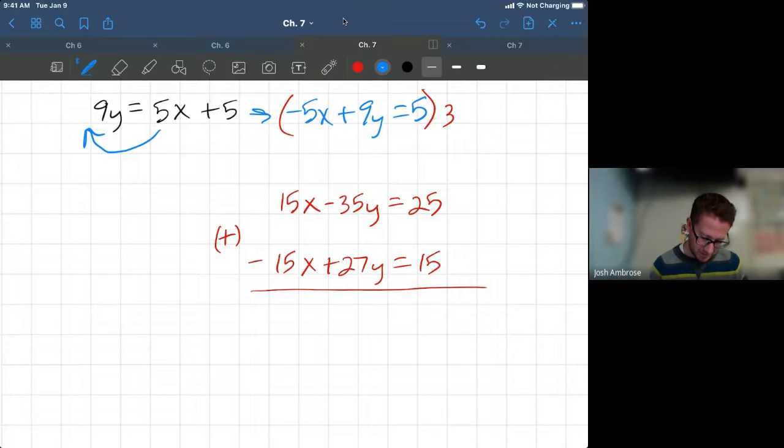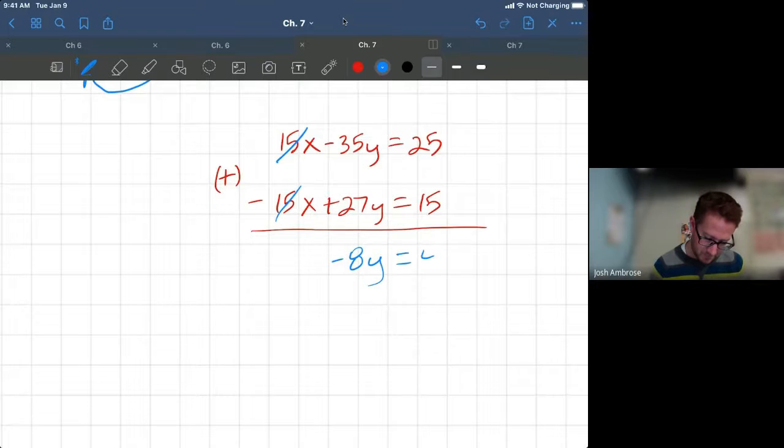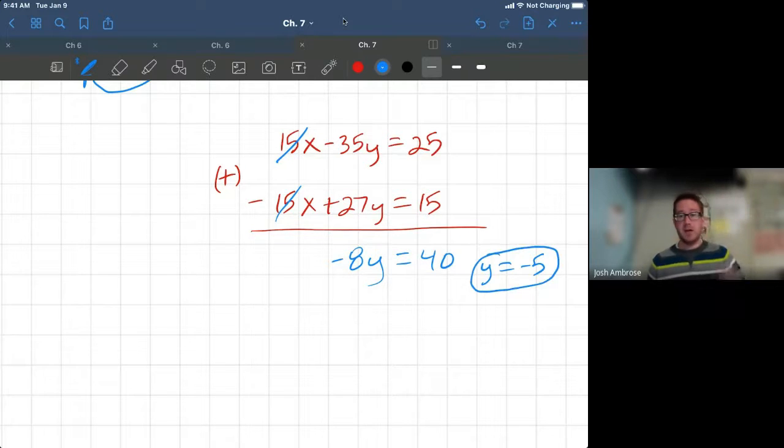So 15 minus 15, these guys cross each other out. Okay, then we're looking at a negative 35 plus 27, giving us a negative 8y, and 25 plus 15, giving us 40. And divide both sides by negative 8, and y equals negative 5. All right, so there's one of the variables solved for, y equals negative 5.